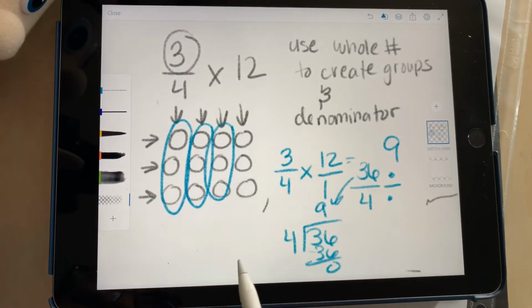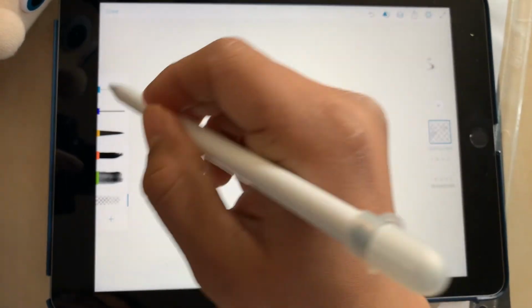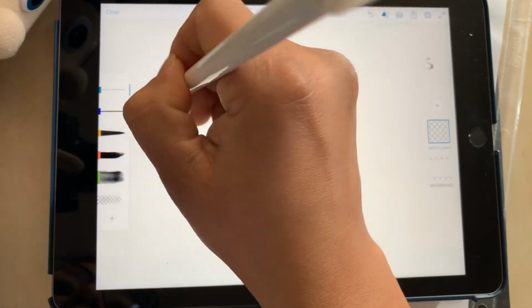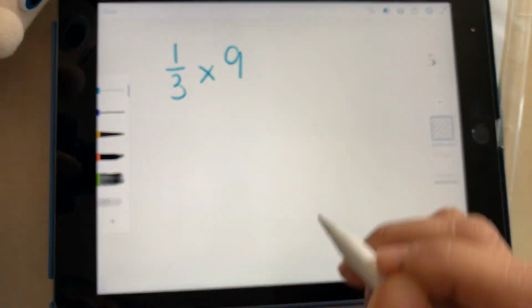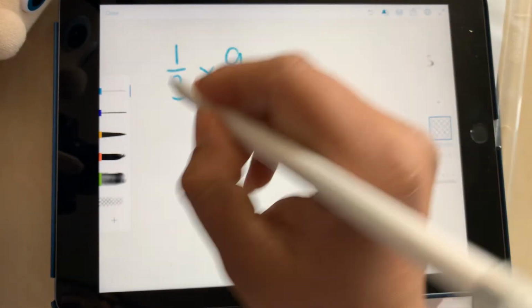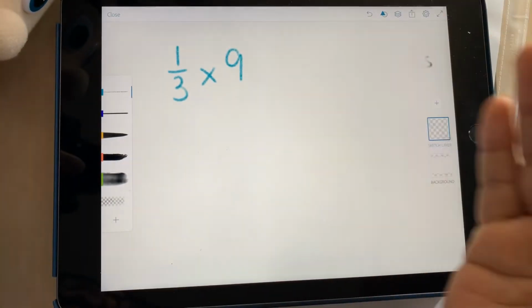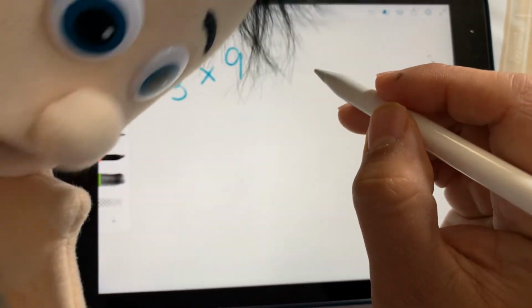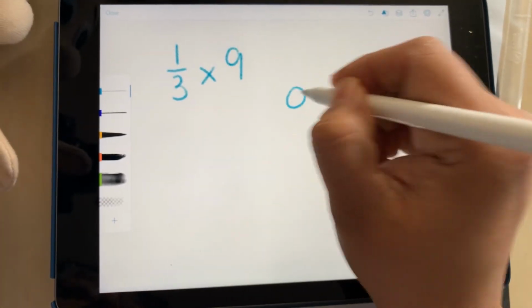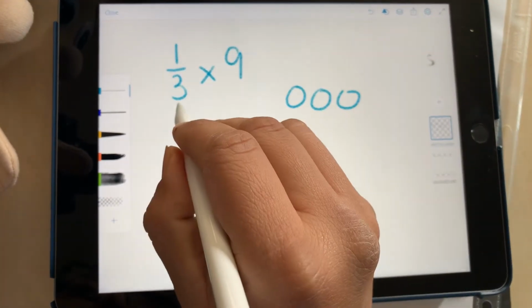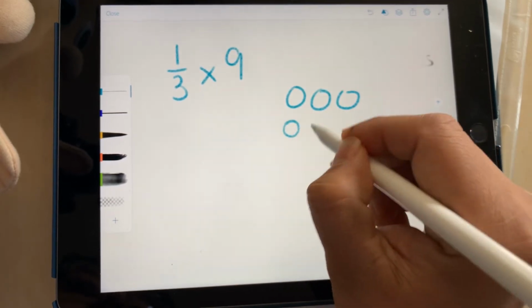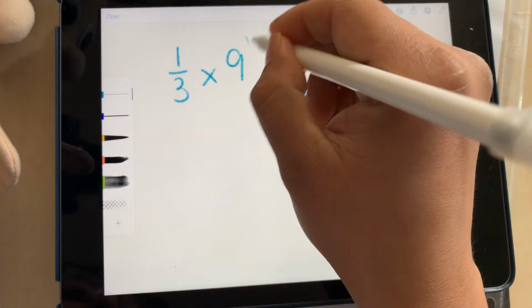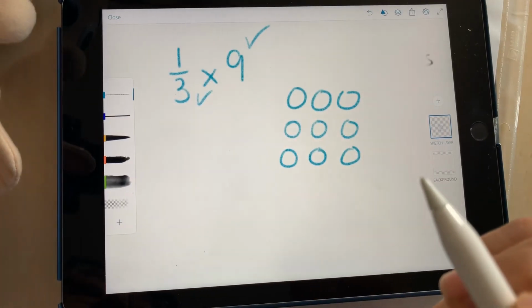All right, I'll give you one more quick example. Let's do number 2. Now we have 1/3 times 9. Use the whole number and the denominator to make your groups. So I need to make 9 things and organize them in groups of 3. 1, 2, 3. Denominator. 4, 5, 6, 7, 8, 9. I got my 9. I'm using my denominator as my groups.